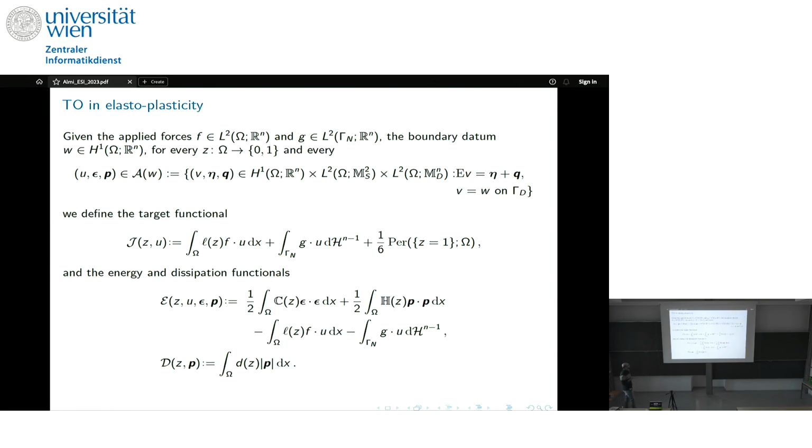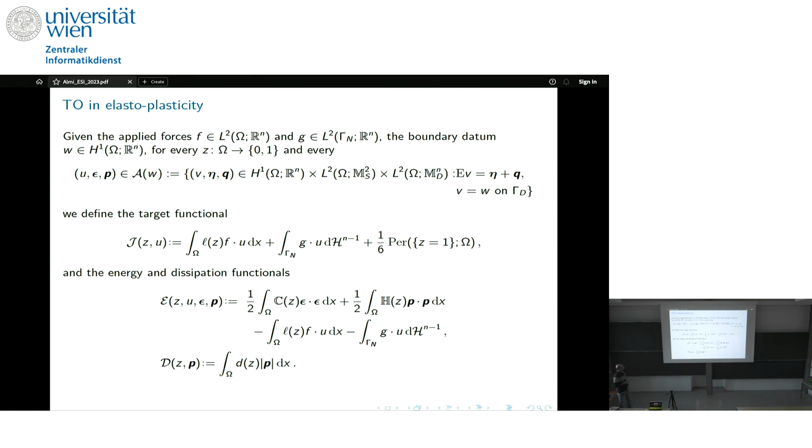And so we can see how you set up an example of the cost function. Here I recall simply the set of admissible pairs or triples. So here you are given the data of the problem: the two applied forces, and the boundary datum A, W, which is an H1 function in omega. And the triples are given basically by what I described before. So you have the additive decomposition in elastic and plastic part, and then the boundary data.